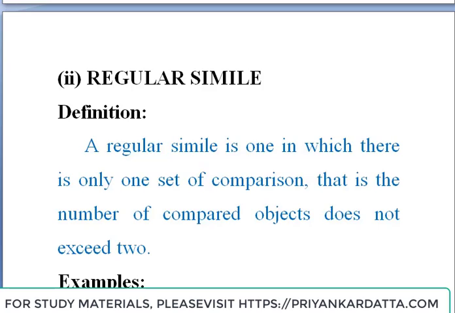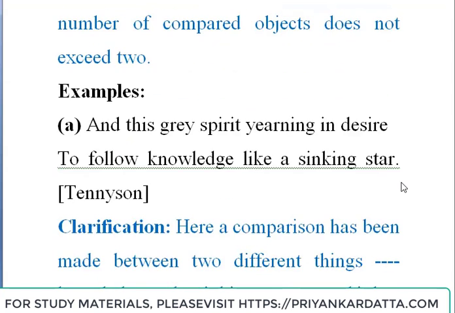That is, the number of compared objects does not exceed 2. That is, a comparison is made between two things. And if the comparison exists among 4 things, then that is never a part of regular simile. So let us look at the examples of regular simile.